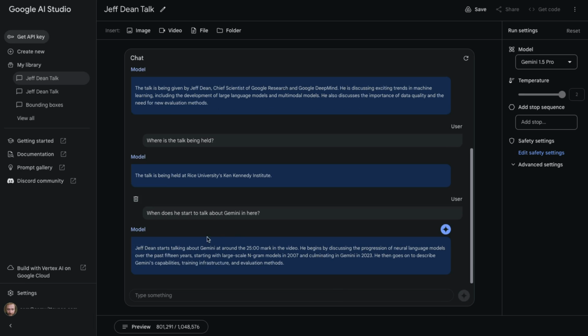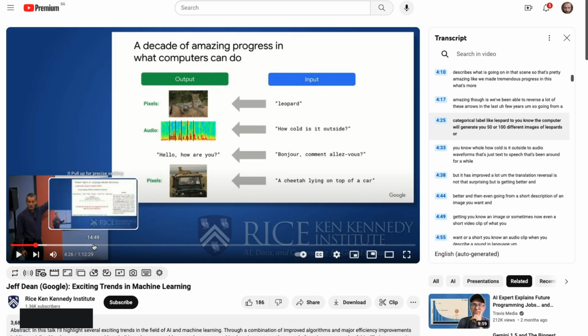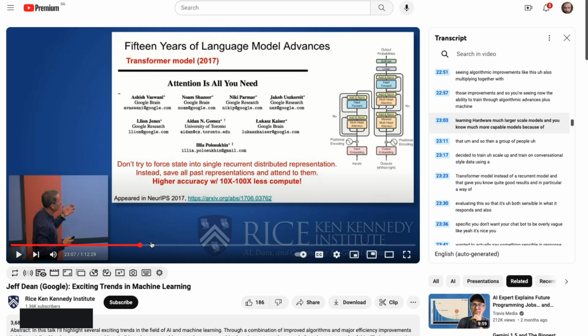All right. So Jeff Dean starts talking about Gemini at around the 25-minute mark in the video. He begins discussing the progress of neural language models over the past 15 years. So we've got a nice discussion of this, sort of bringing this up to Gemini. So let's jump in and actually look at this. We can see, sure enough, there's the Attention Is All You Need transformer paper in there. In fact, we'll come back and ask a question about that in a second.